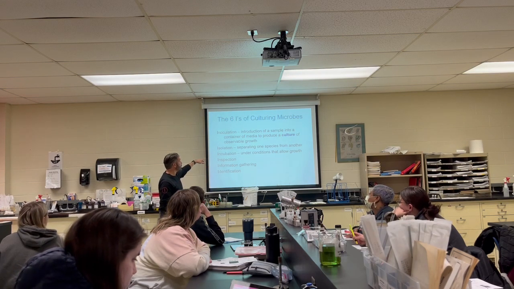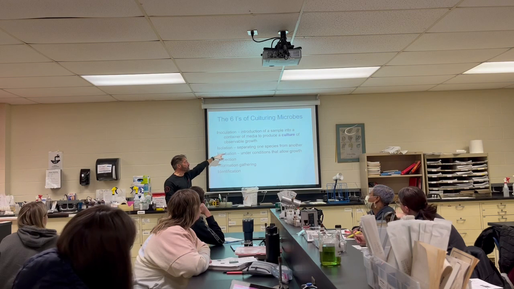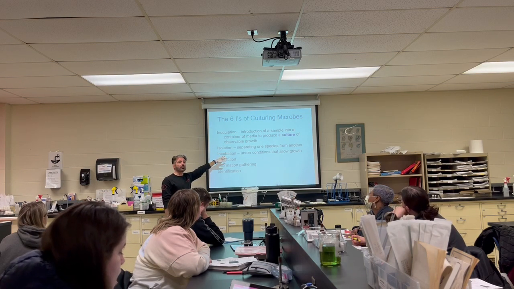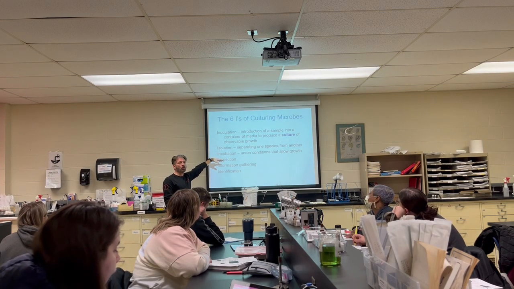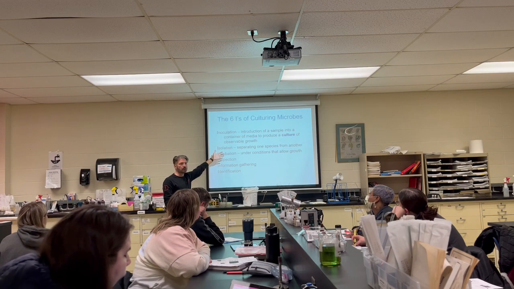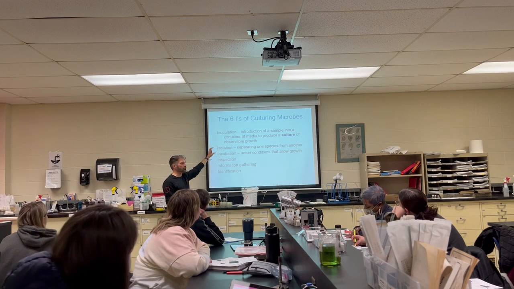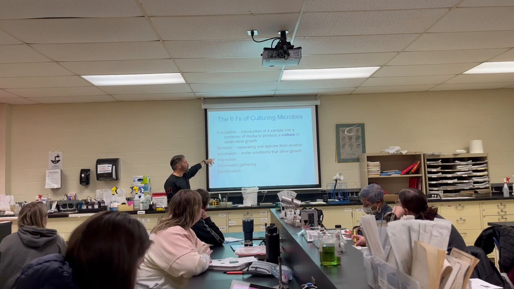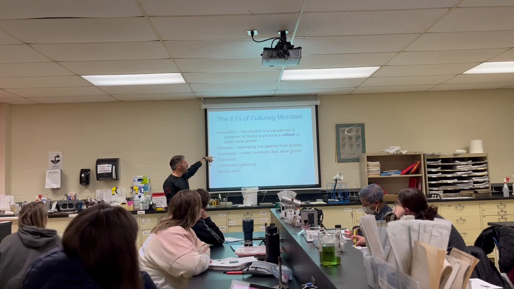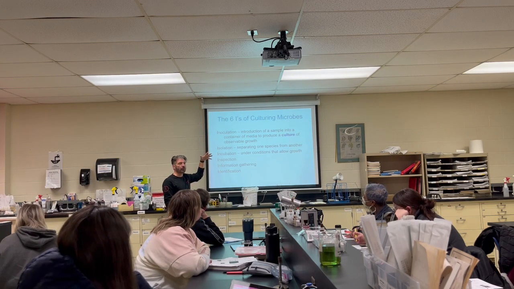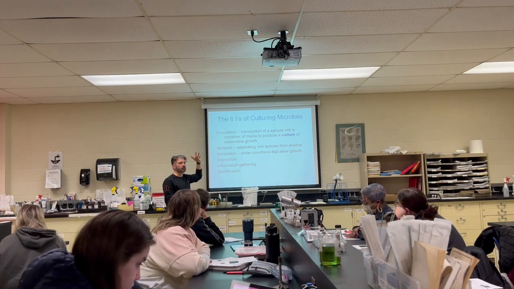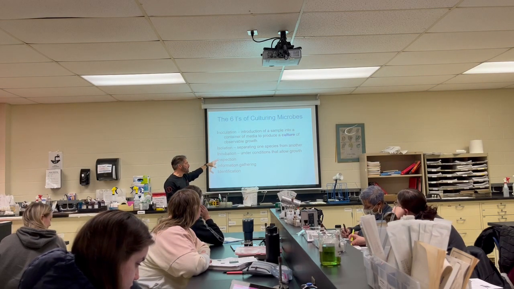Okay? Then I want to isolate it. I separate one species from another. We're going to do that with a streak plate. We'll go over a streak plate later. That's a talent you guys are going to learn. Incubation. We're going to put it in a little womb under conditions that allow growth, about 37 degrees. Make sure it doesn't get too dry or too hot. Make it nice and comfortable.